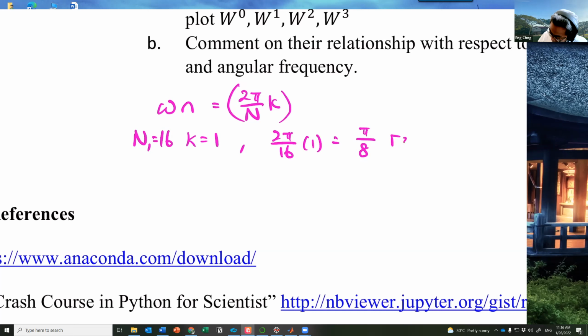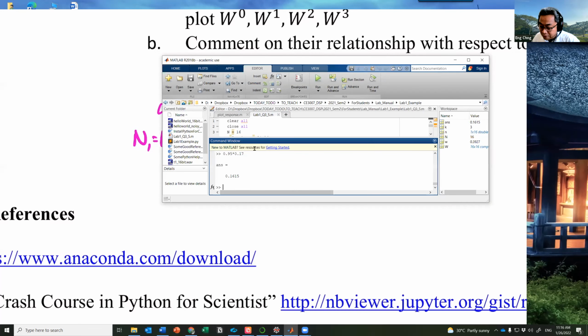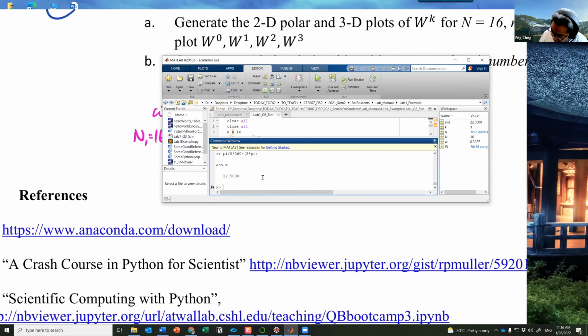So we are making pi over 8 radian per sample. Agree? What is pi over 8? How many degrees is pi over 8? So pi divided by 8 times 360 divided by 2 pi. How many? 22.5 degrees. So we are making 22.5 degrees each sample.